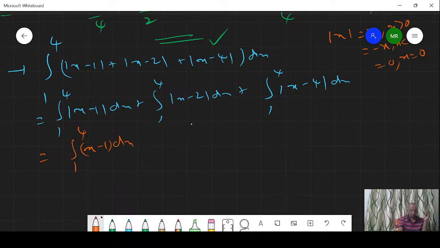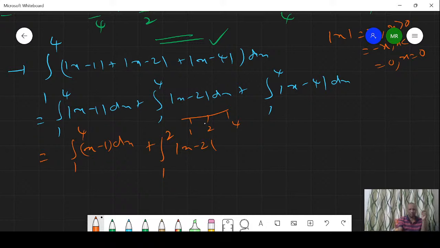If we come to this, at 2 the function will be 0. Correct? I should split this at 1 to 2, 2 to 4. Why? Because at 2 this will be 0. So with 1 to 2 it gives negative. Between 2 to 4, more than 2, if you substitute here it gives positive. So here I can split this 1 to 2 mod x minus 2 dx. First I will split this mod x minus 2 dx.